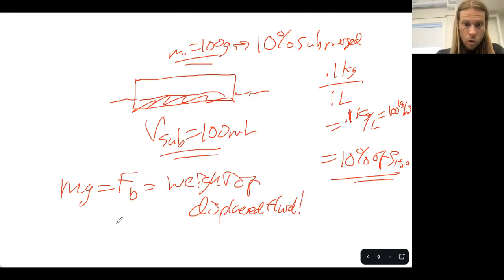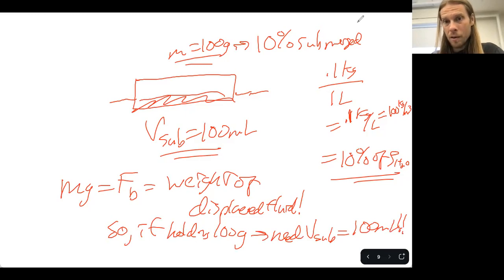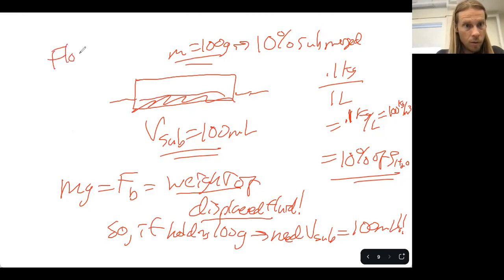So if holding 100 grams, you need V sub, the displaced fluid, to be 100 milliliters, because that's the density of water. I hope that made sense. But the point is, the weight of the displaced fluid will always match gravity if you're floating. So this is floating. So this is the shortcut.